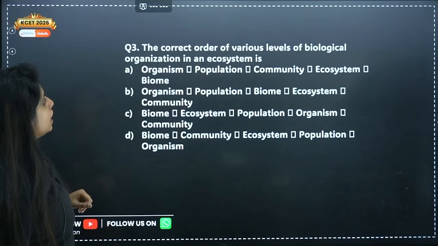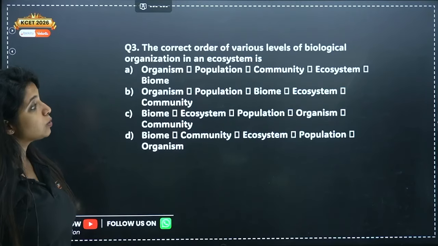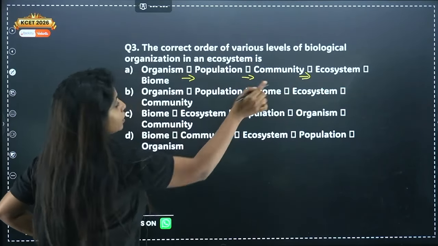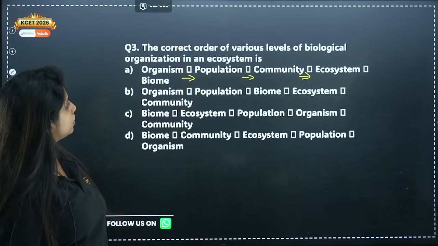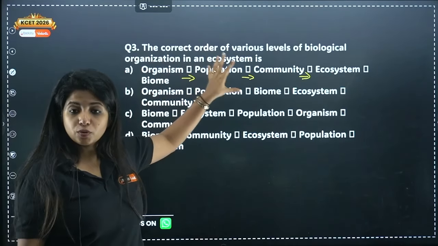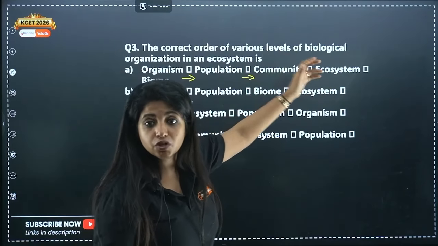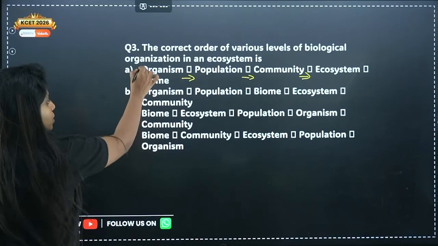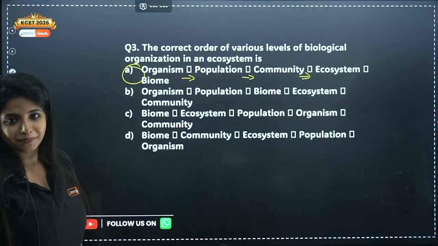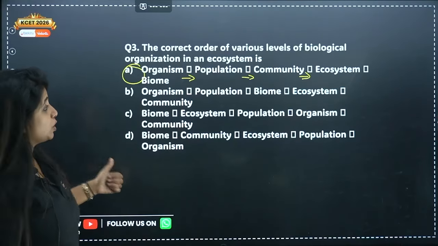Next question. The correct order of various levels of biological organization in an ecosystem is, remember this is standing for the arrows. So the correct order for the levels of biological organization, first we have organisms. Organisms come together to form population. Population comes together to form community. Community forms ecosystem and ecosystem forms biome. This is your answer. The first option that we have itself is the answer. This is also a model question paper question.